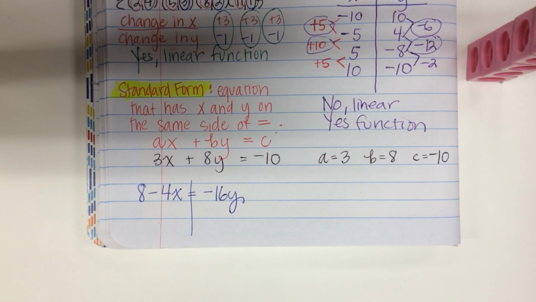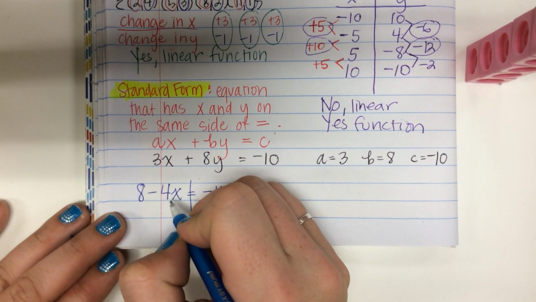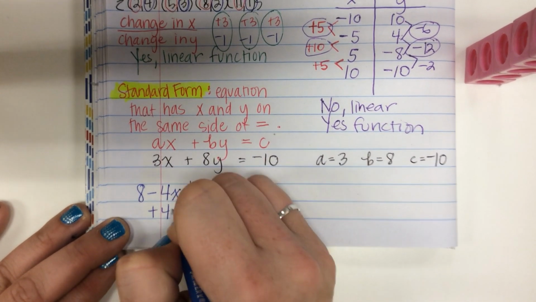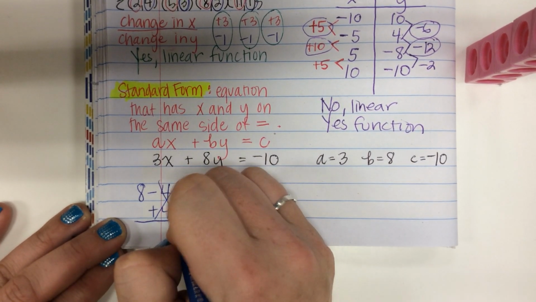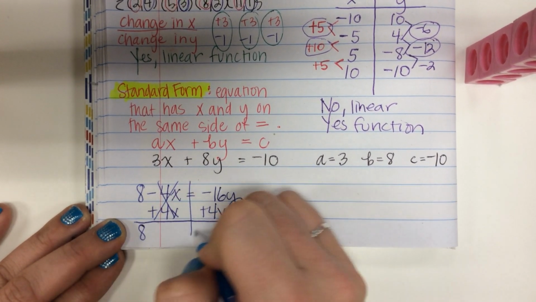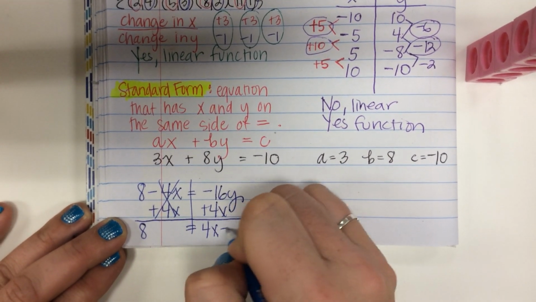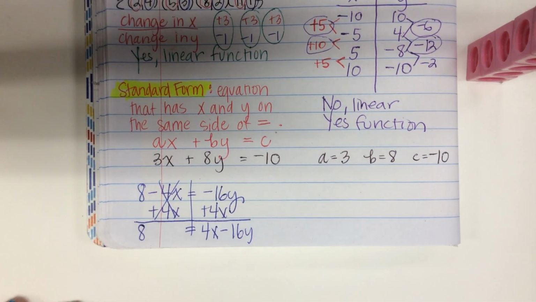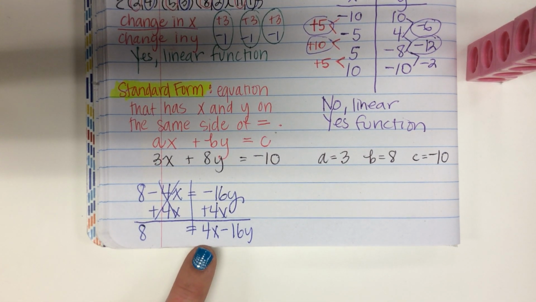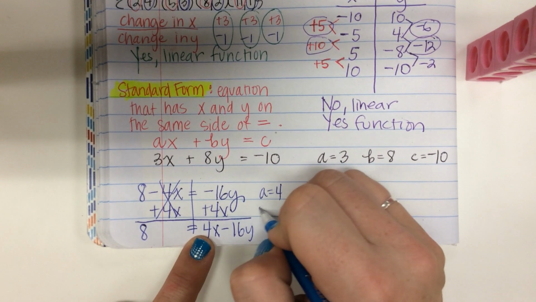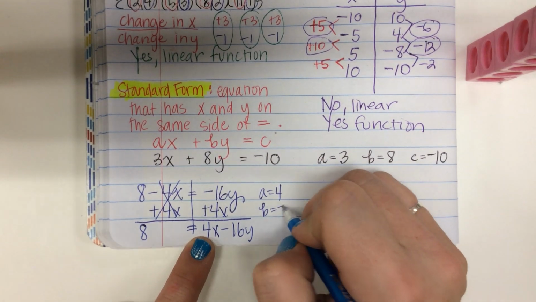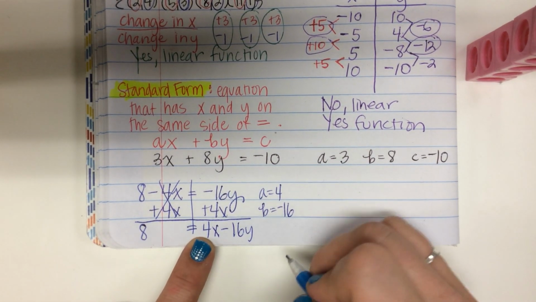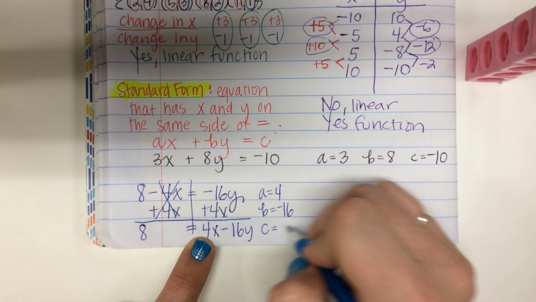What can I move? Corbin, what'd you move? I moved the 4x. Okay, you moved the 4x, and how'd you move the 4x? Add 4x to both sides. Okay, you added 4x to both sides. So that cancels out the x on the left side and leaves it. So you have 8 equals 4x minus 16y. And that's perfect. What's the A value? A is 4. What's the B value? Negative 16. Good. And what's the C value? 8.